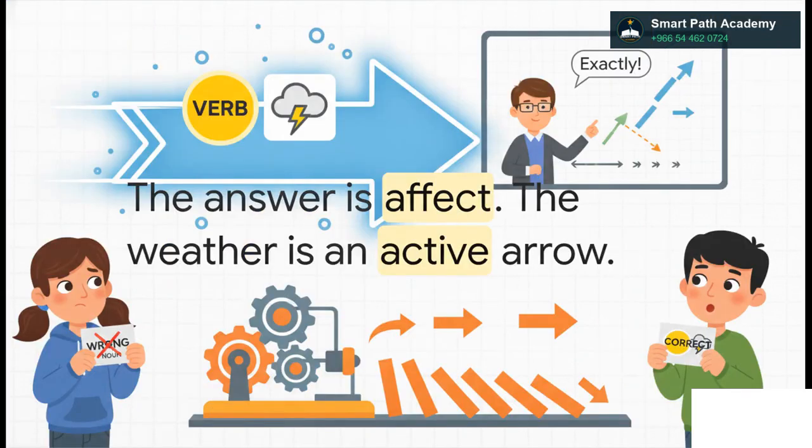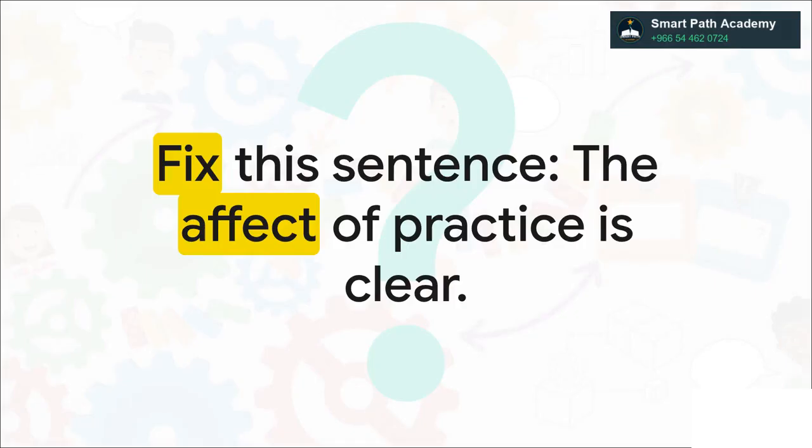Boom, it is affect, the verb with an A. The weather is an active arrow altering your travel plans. It is actively doing something to your schedule. Huge congrats if you nailed that one. All right, for our final challenge, one of our students messed up the tiles again. The sentence says, the effect of practice is clear. Look closely at it and figure out which word should actually take its place to fix the sentence. Go ahead, take a guess.